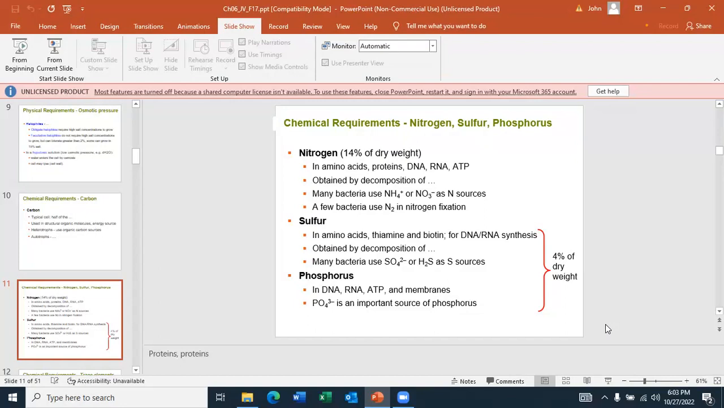All right, phosphorus, the last chemical agent we're going to talk about that all cells need. Phosphorus is found in DNA, RNA, and ATP. So phosphate is an important source of phosphorus.